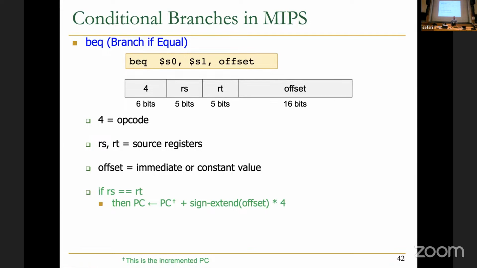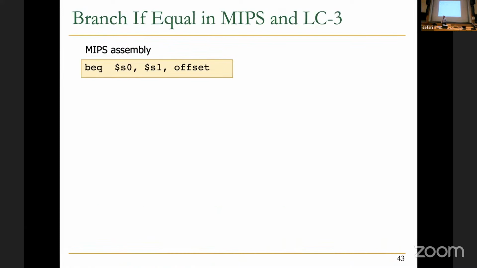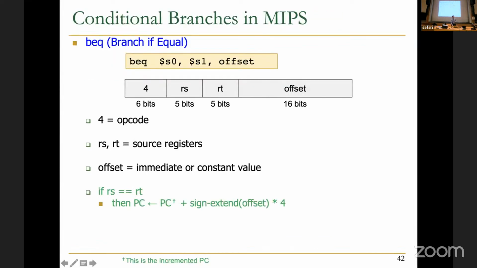Otherwise, if RS is not equal to RT, then you don't do anything. PC is incremented anyway, based on the model of execution. And there are variations in MIPS like branch equal, branch not equal, branch less than or equal to 0, branch greater than or equal to 0, that do different types of comparisons between RS and RT. Okay, so let's take a look at how branch equal is implemented. If you want to compare two registers and take a branch based on whether or not they're equal to each other, this is how you do it in MIPS. It's one instruction. In LC3, it's more work.